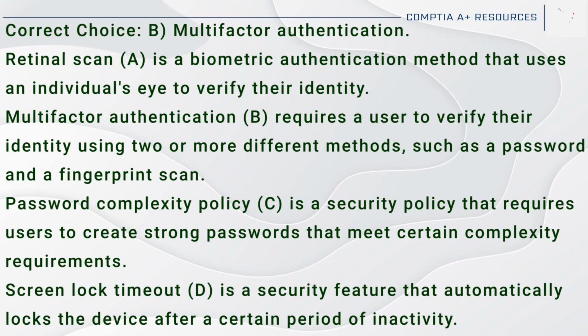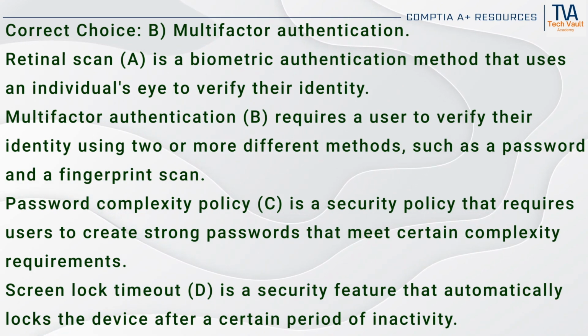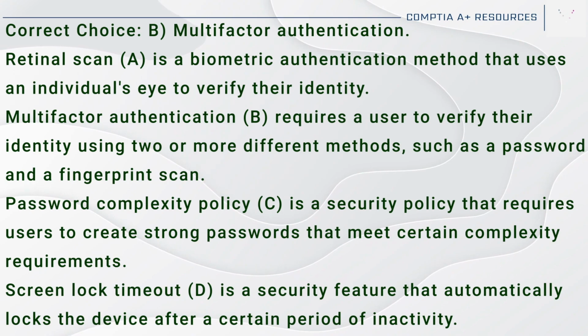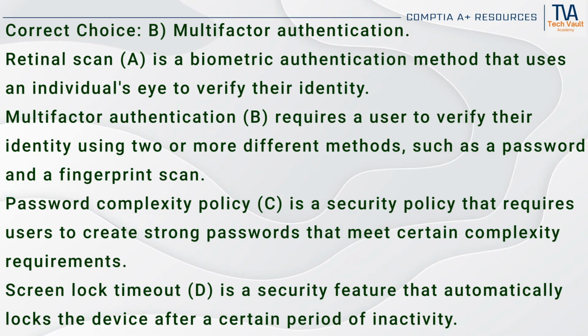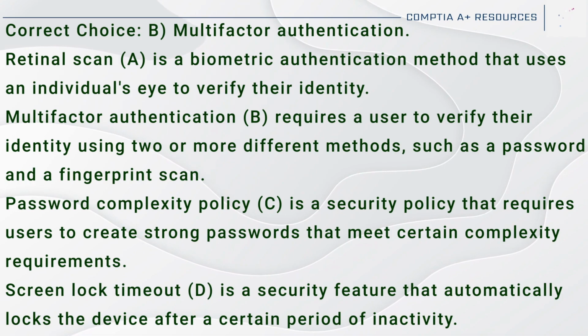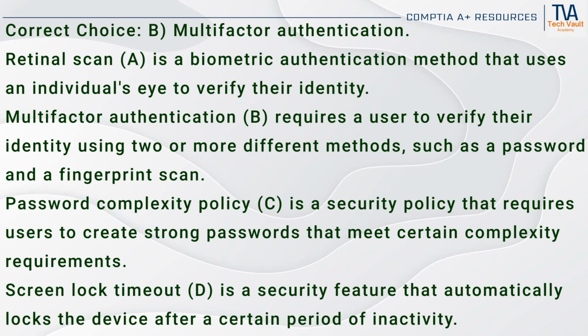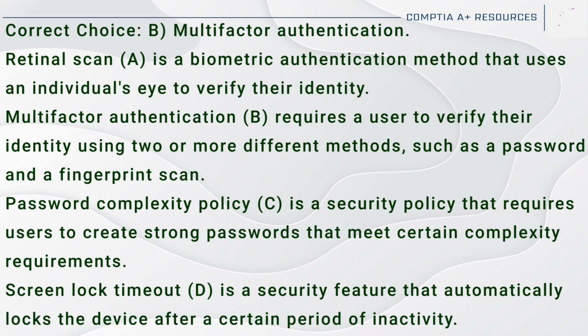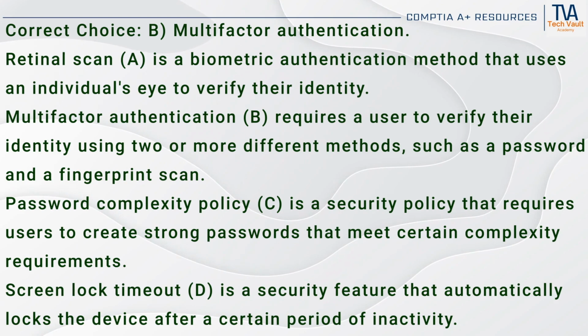Correct choice, B. Multi-factor authentication. Retinal scan, A, is a biometric authentication method that uses an individual's eye to verify their identity. Multi-factor authentication, B, requires a user to verify their identity using two or more different methods, such as a password and a fingerprint scan. Password complexity policy, C, is a security policy that requires users to create strong passwords that meet certain complexity requirements. Screen lock timeout, D, is a security feature that automatically locks the device after a certain period of inactivity.